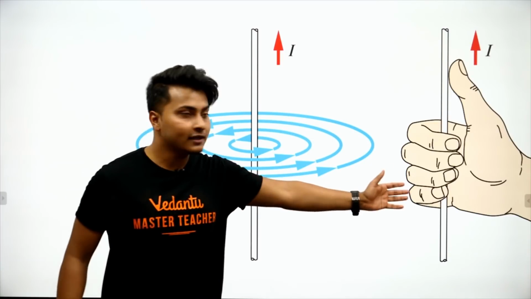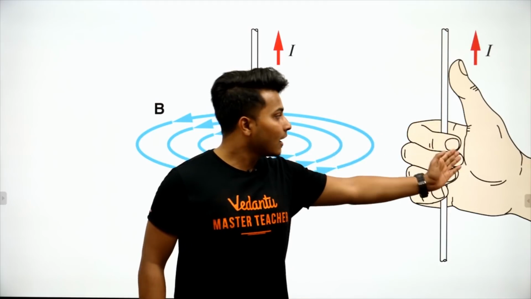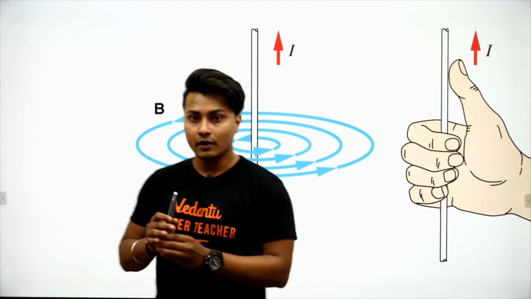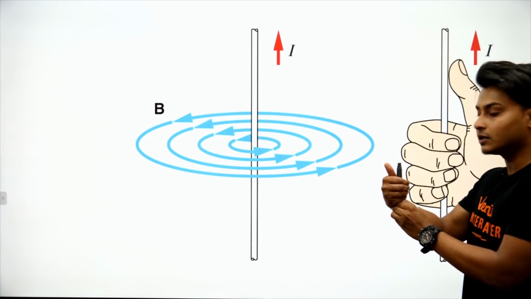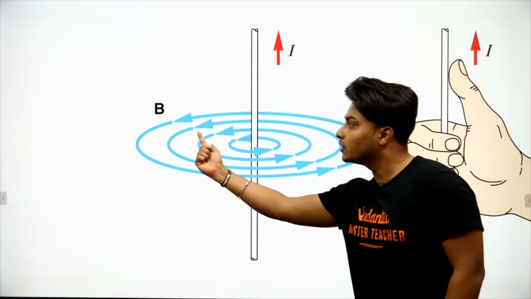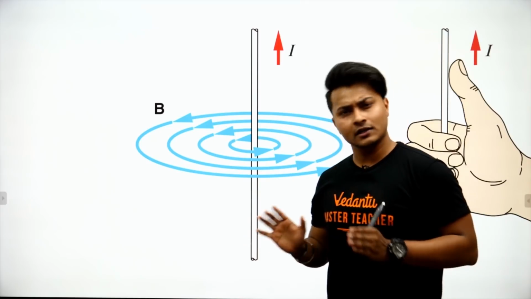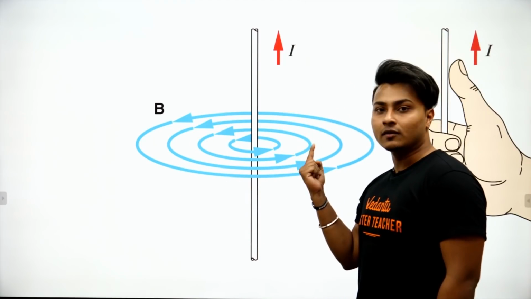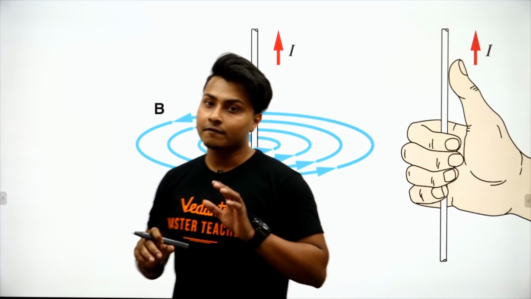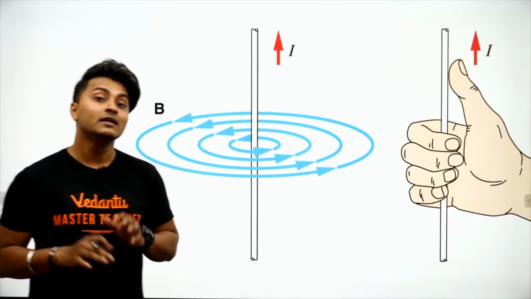So if you notice very carefully, the current is going upward, and here in this scenario, the magnetic field takes this particular turn. Obviously, the concentric circles remain the same, but the magnetic field is produced in this particular direction. That's what Mr. Maxwell's right-hand thumb rule states.